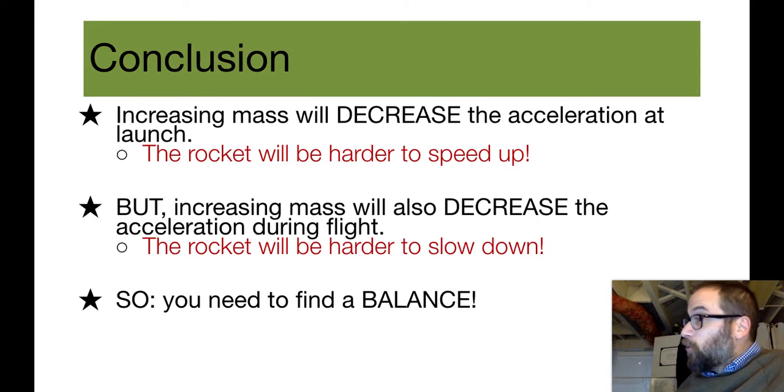Okay, so what you're looking for is a balance. Not too much mass, not too little mass. Just like Goldilocks and the Porgs, not too hot, not too cold. You've got to find the right balance between not so much mass the rocket won't take off, but not so little mass that the air just bats it down. Okay? I hope this helps.